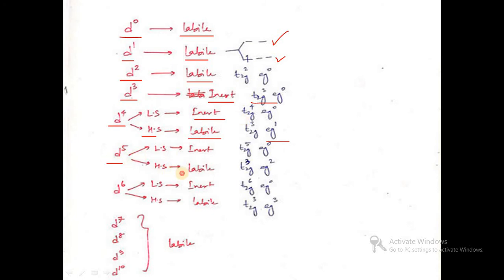Similarly, d5 high spin is labile, t2g3 eg2, but low spin is inert, t2g5 eg0. In the d6 case, high spin complexes are labile, t2g4 eg2, but low spin complexes are inert, t2g6 eg0. And d7, d8, d9, d10 all are labile complexes. So this is the differentiation of labile and inert complexes.